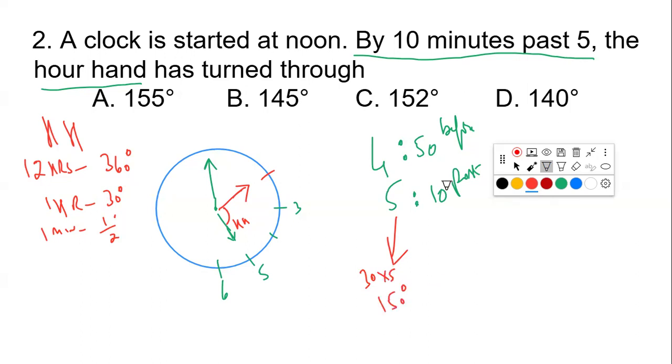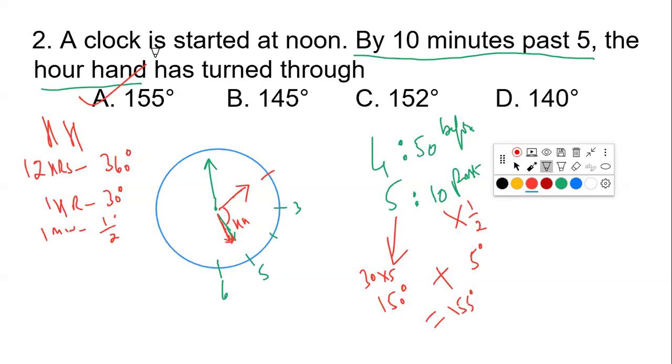150 degrees. And you can't ignore 10 minutes because it is not exactly at 5 now because it is 10 minutes. It would have moved away a little bit from the 5. So you have to capture that angle also now. So that is 10 into 1 by 2. That is 5 degrees. So what will be your answer? 155 degrees. For 5 o'clock, it is 5 into 30.